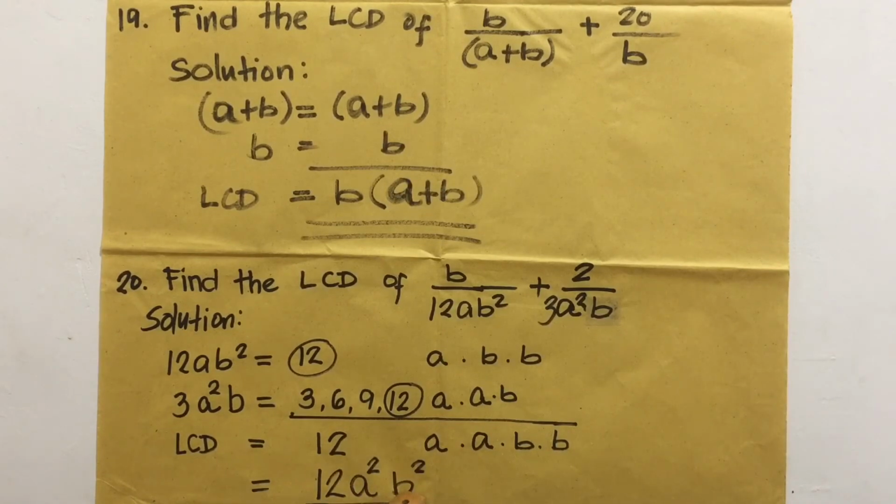But if we're going to use a shortcut method to find the LCD, we start with the smallest number, multiples of 3: 3, 6, 9, 12. So 12 now is our least common denominator. And for the a, we have the same a, and we just select the highest exponent. That's why we have a squared. And for the b, we have common, but we pick the highest exponent. So that's why our answer is b squared here. So the LCD for the shortcut way is 12 a squared b squared. It's the same as this expanded solution.